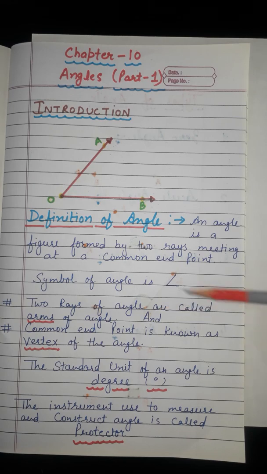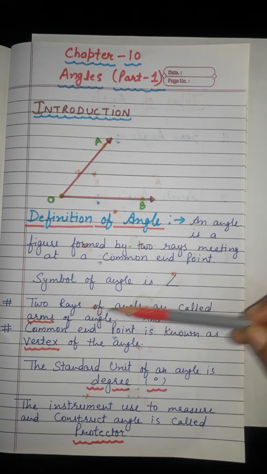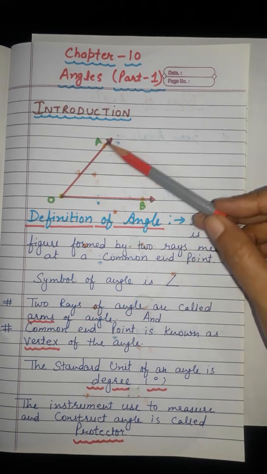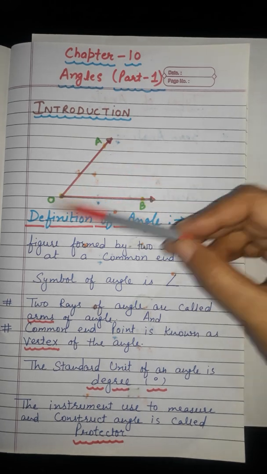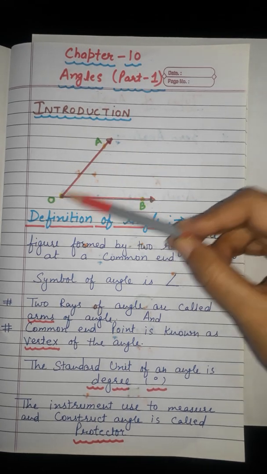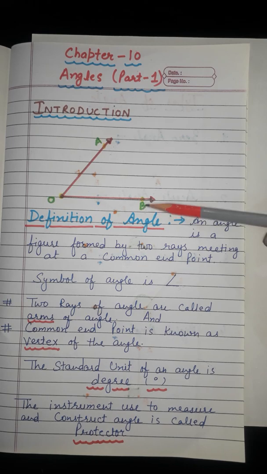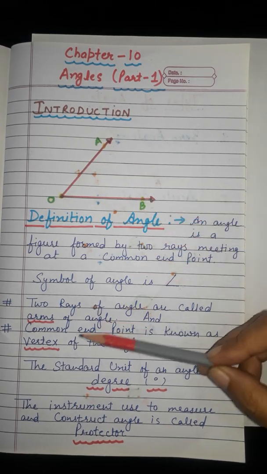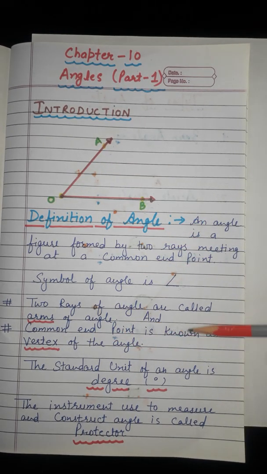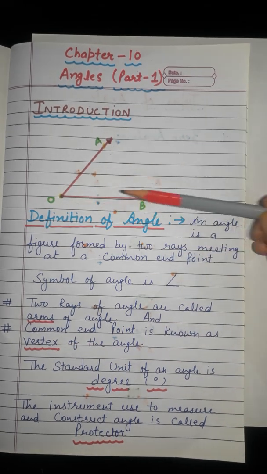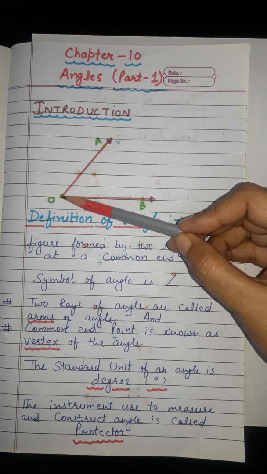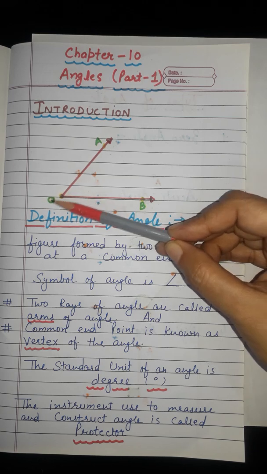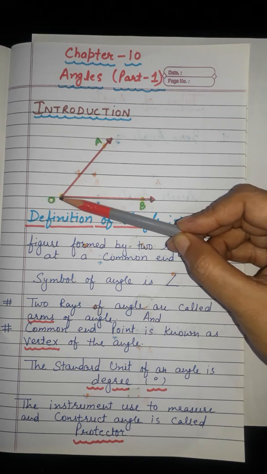The two rays of an angle are called the arms of the angle. Here OA and OB are the rays of the angle, so OA and OB are known as the arms of the angle. The common endpoint is known as the vertex of the angle. The common endpoint where the two rays meet is named O. So O is known as the vertex of the angle.